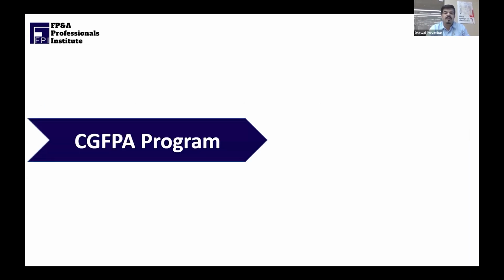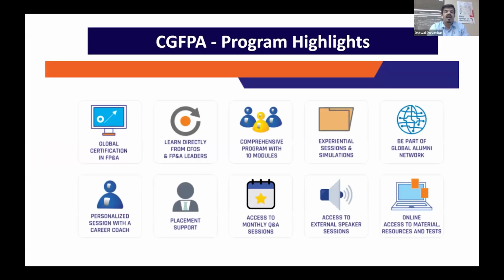So to bridge this gap, we have come up with our own certification program. It's called the Certified Global FP&A Professional Program. The CGFPA program is a global FP&A certification built and taught to you directly by CFOs and FP&A practitioners, with 10 comprehensive modules, which we'll talk about in a while, all through experiential sessions and simulations. It's all practical: real-life case studies and real-life looking data are used in our classrooms.